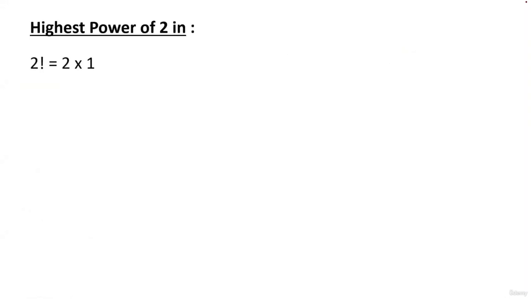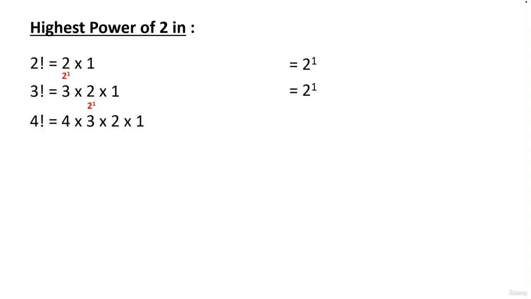Suppose I want to find out the highest power of 2 in, let's say, 2 factorial. Now guys, 2 factorial has only 2 raised to 1, right? So the highest power of 2 in 2 factorial is 1. If you talk about 3 factorial, only a 3 got added, so the power of 2 is the same, 2 raised to 1. But if I talk about 4 factorial, 4 is 2 squared, so 2 more powers of 2 get added. So now the highest power of 2 is 2 squared into 2 raised to 1.